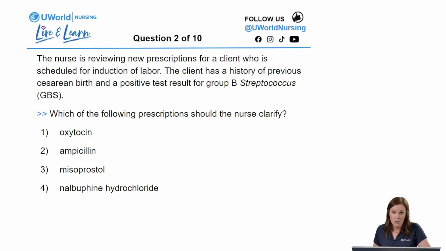Option 1, oxytocin. Option 2, ampicillin. Option 3, misoprostol. Option 4, nalbuphine hydrochloride. All right, I've got my time ticking. Let's see what you guys think. This one's a little bit trickier. Let's see what we're getting.